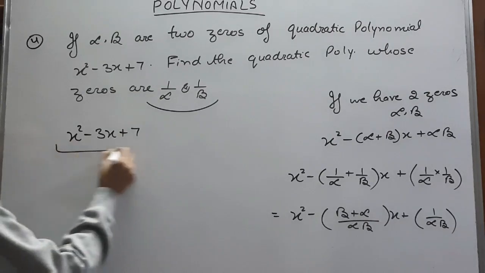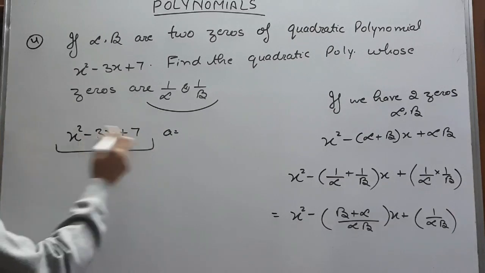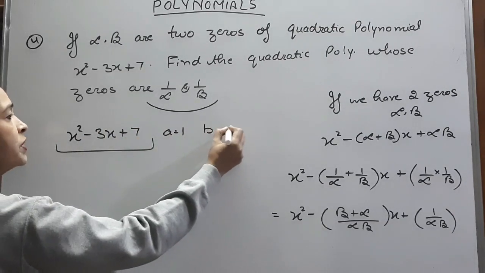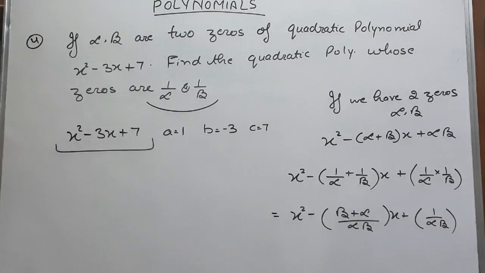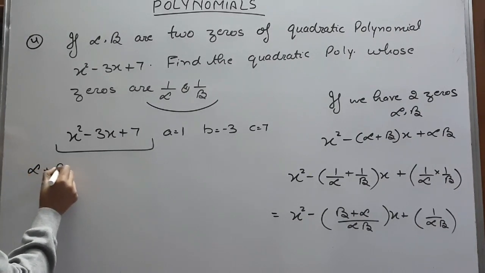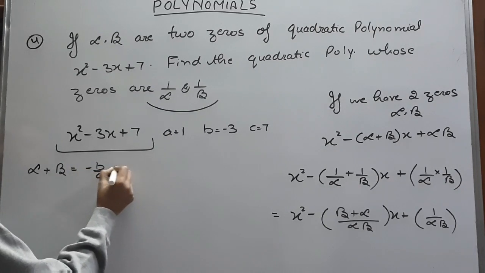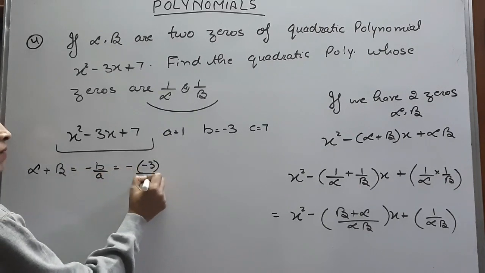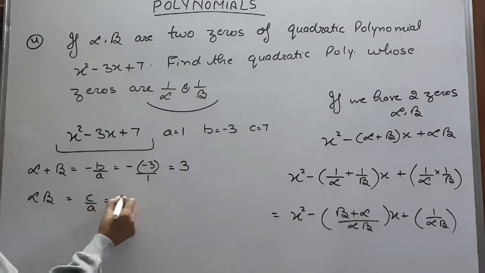Now बच्चे, this polynomial is given. In this case, what is a? The coefficient of x square, 1. What is b? The coefficient of x, minus 3. And what is c? 7, the constant. If alpha and beta are zeros, the sum of zeros alpha plus beta is minus b upon a, which is equal to minus of minus 3 by 1, that is 3. And what is the product of zeros alpha beta? c upon a, that is 7 upon 1, 7.